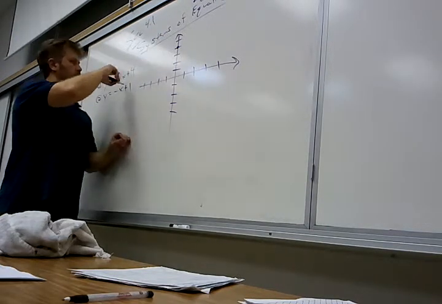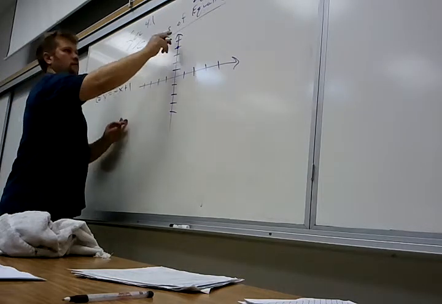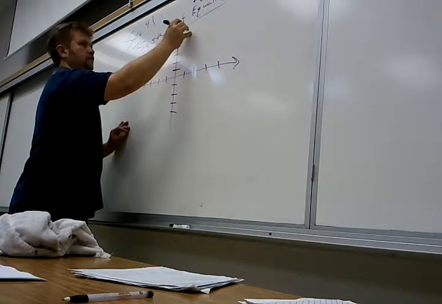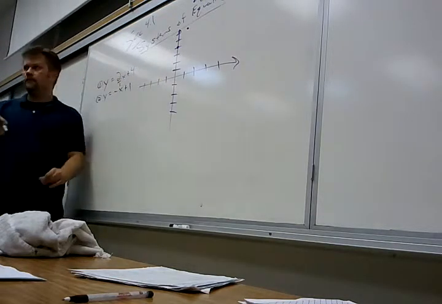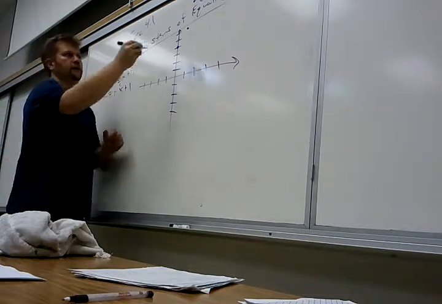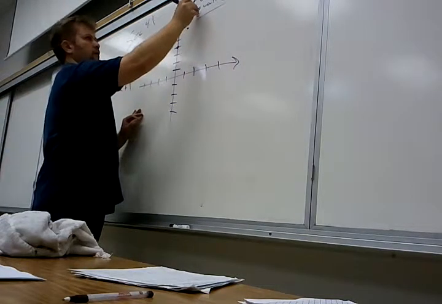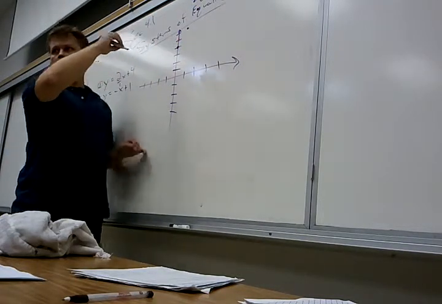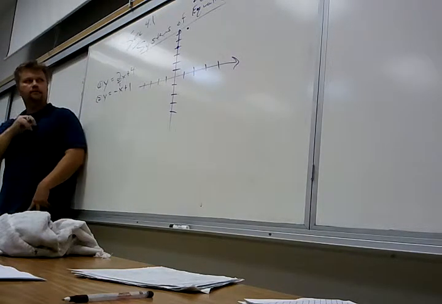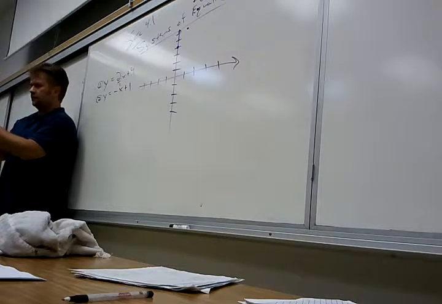So 0, 4, and the slope says go up 2 over 1, right? I like it, up 2 over 1. Now if I went up 2 and over 1 again, up 2 over 1, I'd be about right there. Let me just stop there, because that's basically what we did last time.